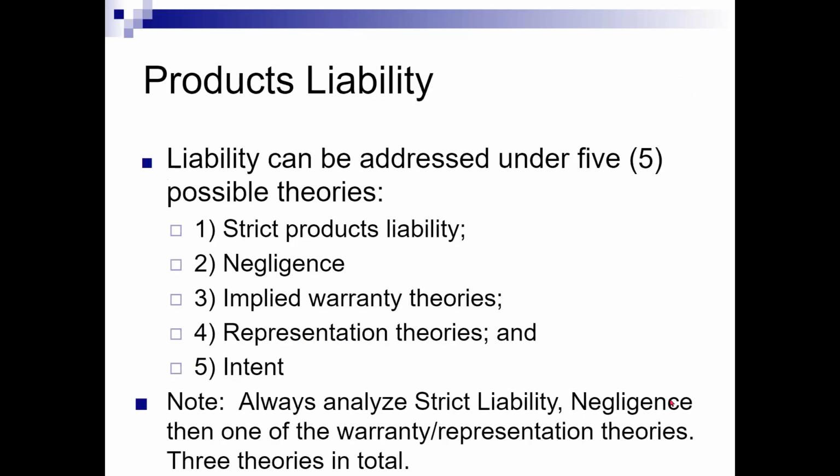Products liability. Liability can be addressed under 5 possible theories. 1. Strict products liability. 2. Negligence. 3. Implied warranty theories. 4. Representation theories. And 5. Intent. Note: always analyze strict liability, negligence, then present one of implied warranty or representation. 3 theories in total.